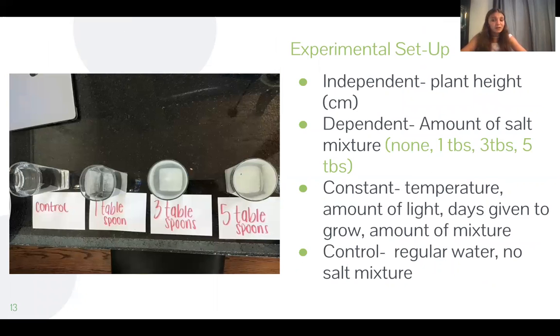Experimental setup. My independent variable was the plant height. Dependent was the amount of salt mixture. So one salt mixture had no salt at all. The other ones had either 1 tablespoon of salt, 3 tablespoons of salt, or 5 tablespoons of salt.